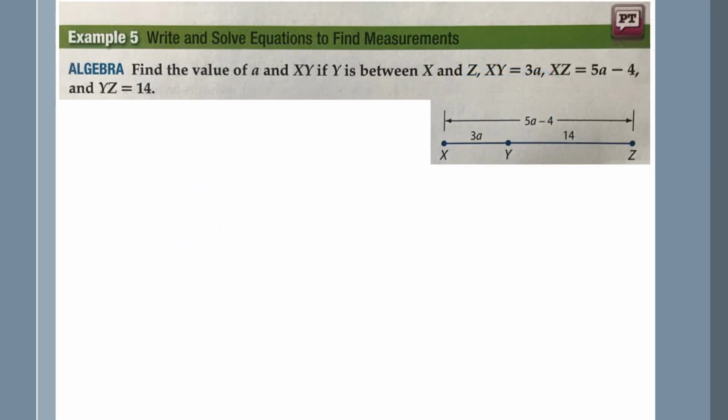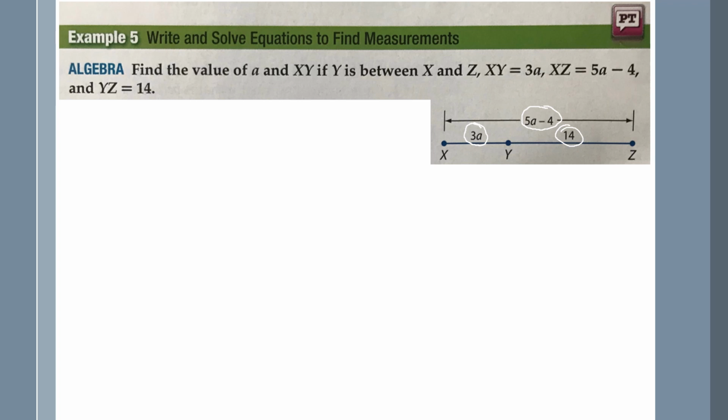Okay, find the value of A and XY. If Y is between X and Z, XY equals 3A, XZ equals 5A minus 4, and YZ equals 14. All right, so we've got a bunch of information on this drawing here that we want to use. So we've got XY equal to 3A, YZ equal to 14, and the big one is equal to 5A minus 4. Okay, so let's go back to our rules.